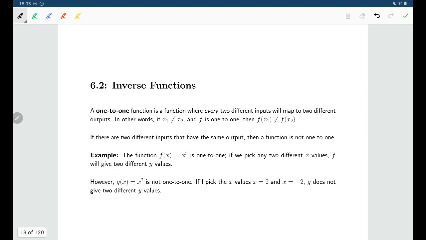But that's not the case for something like the squaring function. You can have two different x values that come up with the same y value. For example, 2 and -2, they both have the same y value of 4. So something like the squaring function would not be a one-to-one function.